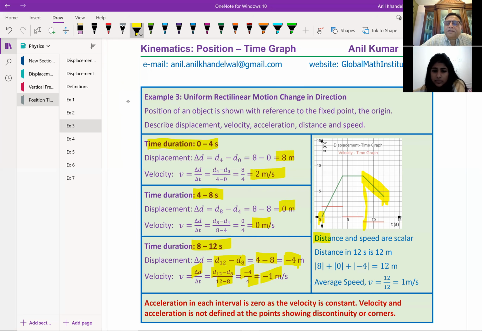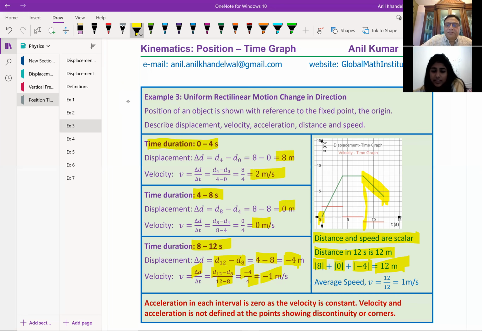Now, distance and speed are scalar quantities, as we know. Can you tell me how you will find the distance? So with the distance, from 0 to 4 was 8, and then that distance there is 4. Correct. So the total will be 12. Whether you went forward or backward, you covered that distance, right? It is a scalar quantity, and therefore it has to be added, right?